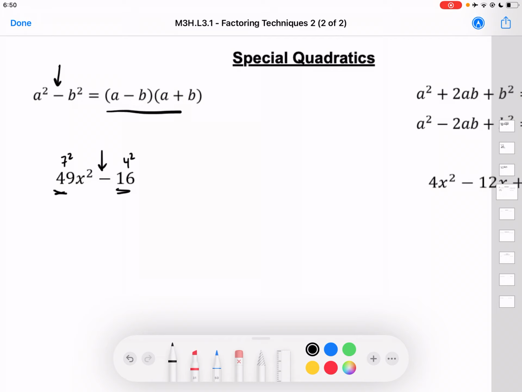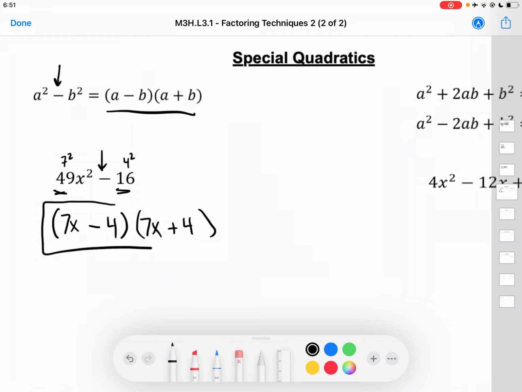So we've talked about this already this year, but you would then factor this difference of perfect squares. 49x squared is the same thing as 7x times 7x. So that goes at the beginning. 16 is the same as 4 times 4. And since we need a negative 16, one should be negative, one should be positive, and you have factored.